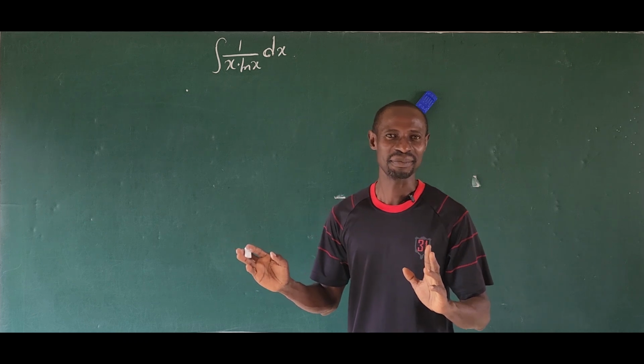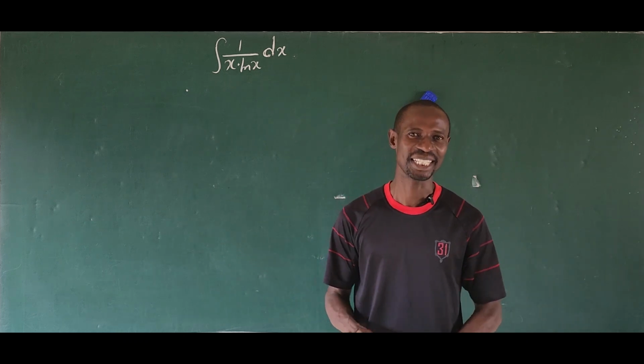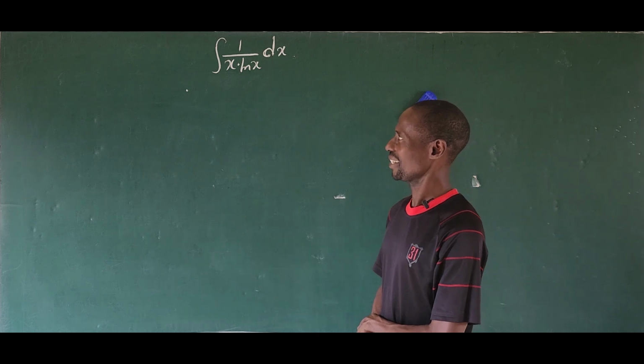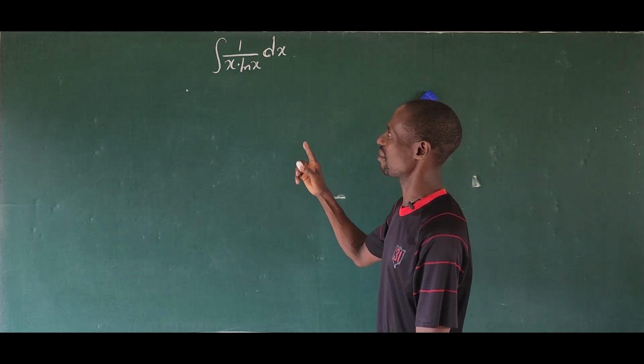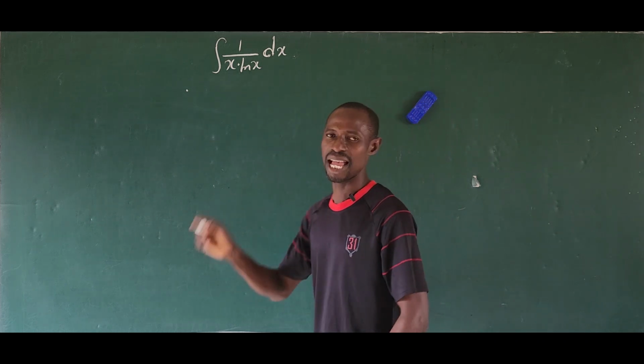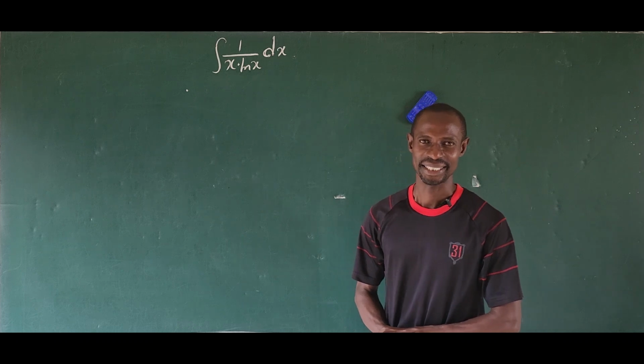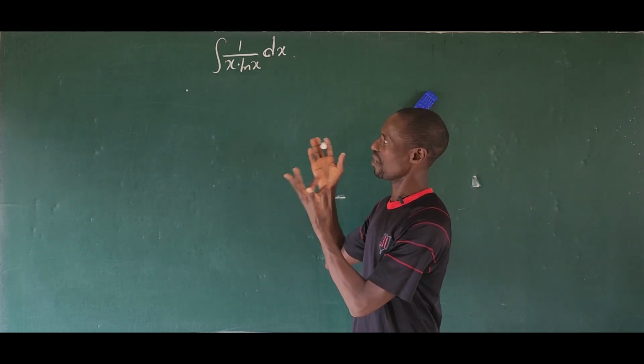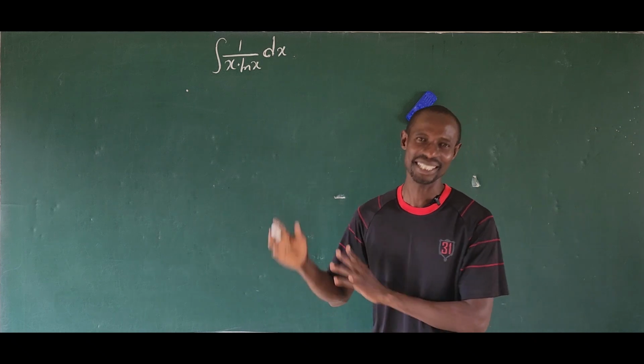It's a different question from our normal questions we normally solve on this channel. So it's an integration, okay? The question is the integral of 1 all over x times the ln of x dx. What is the value if we are to integrate this, or how do we integrate this?